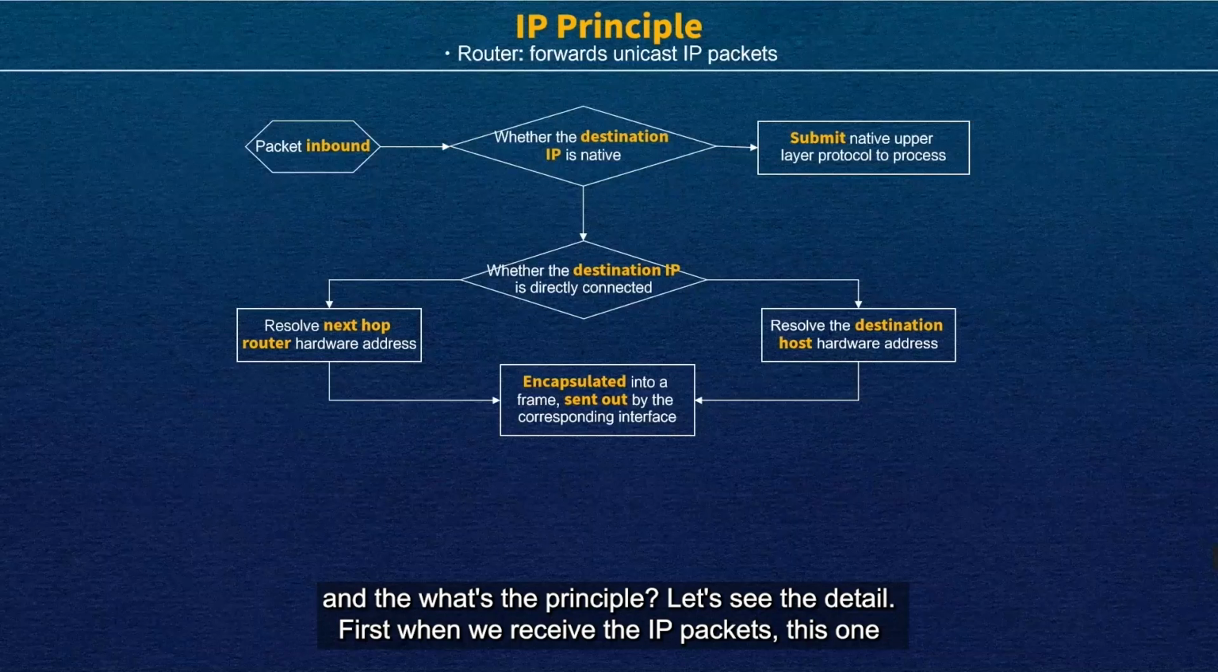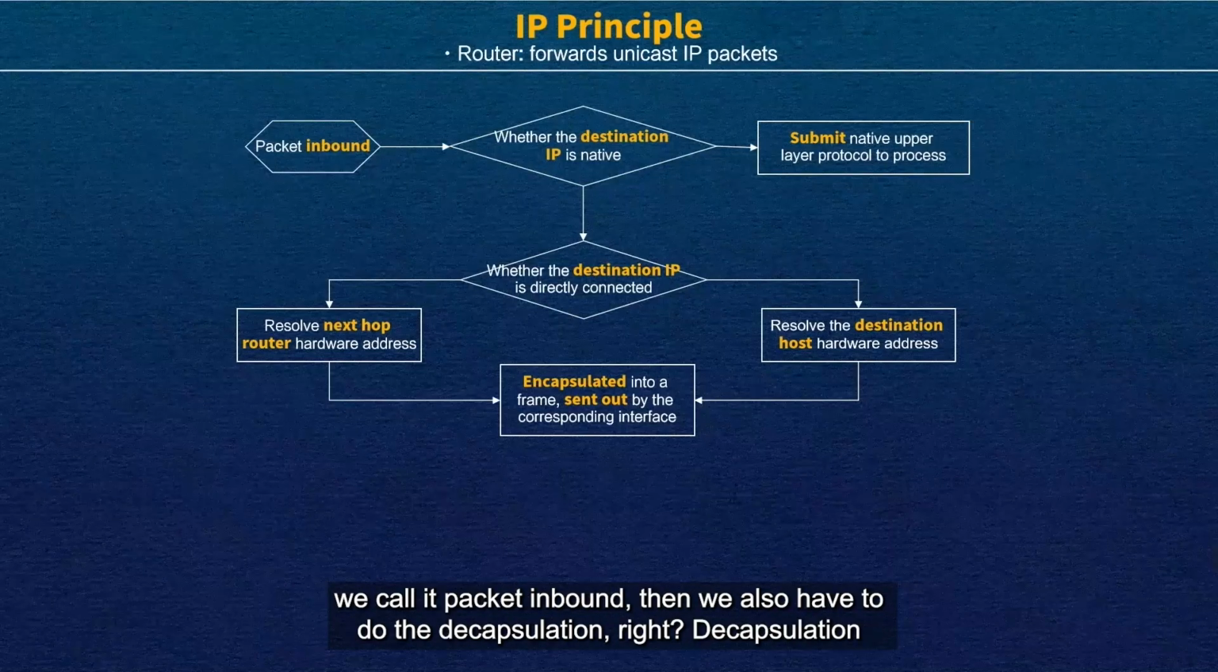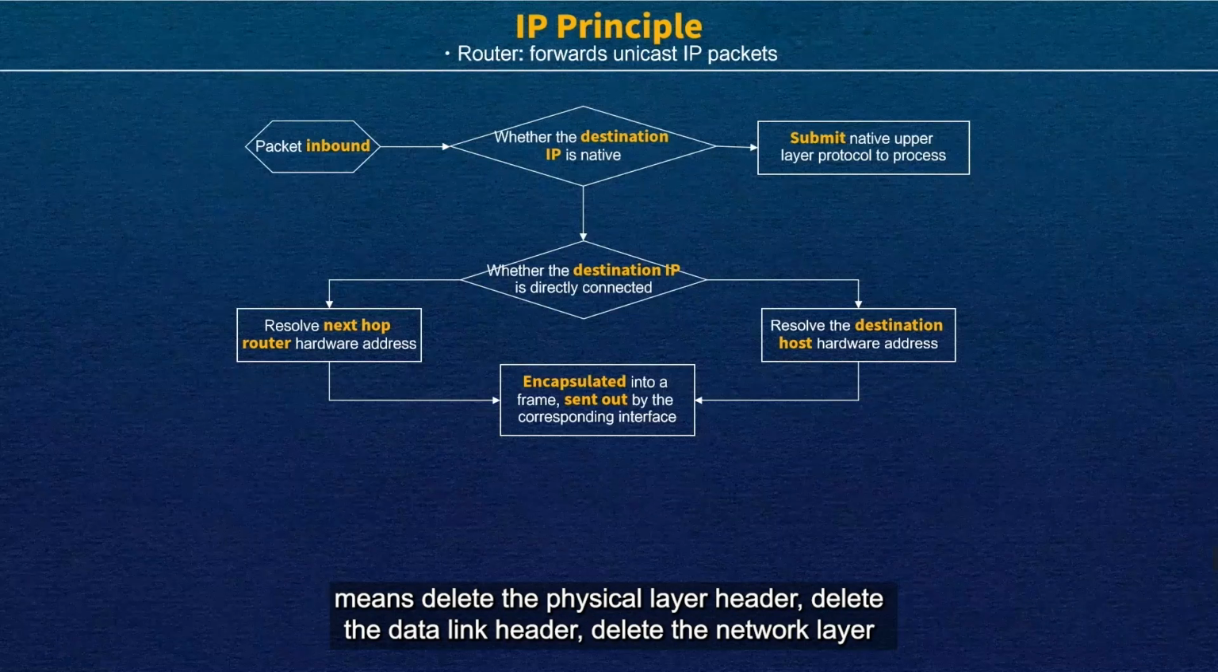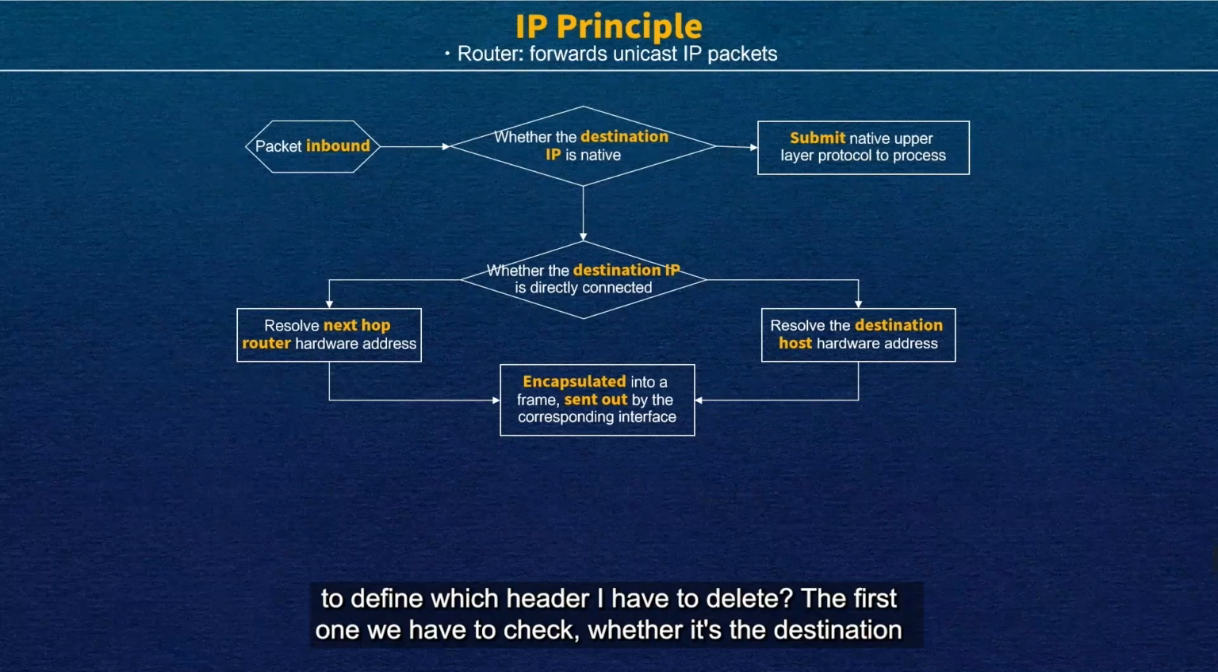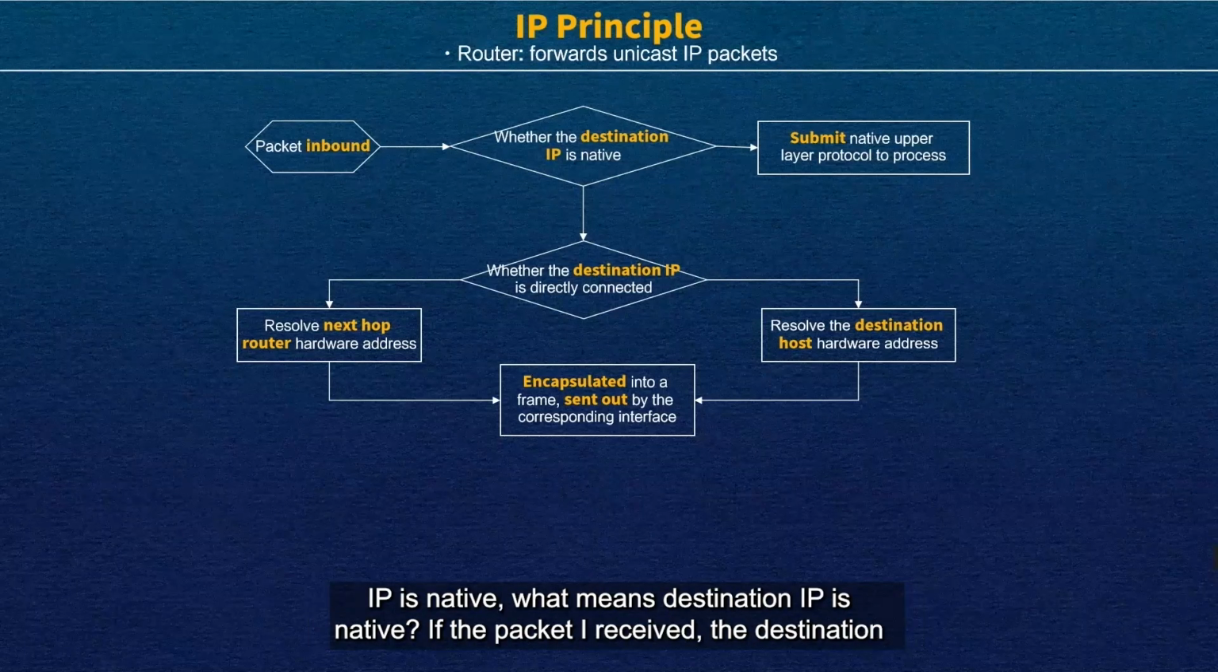First, when we receive the IP packets, this one we call packets inbound. Then we also have to do the de-encapsulation, right? De-encapsulation means delete the physical layer header, delete the data link header, delete the network layer header until we see the information. So when the router receives the packet, how to define which header I have to delete? The first one we have to check is whether the destination IP is native.